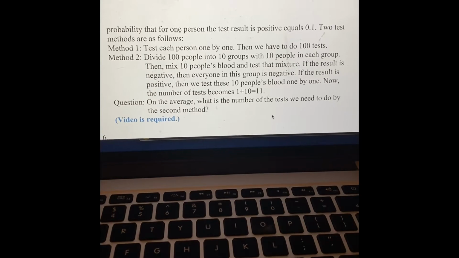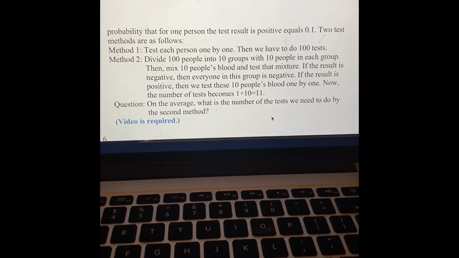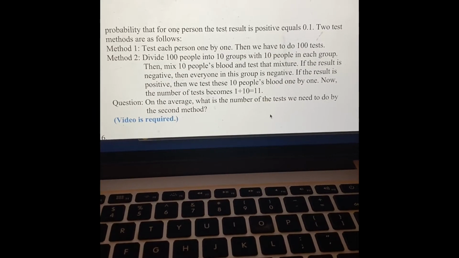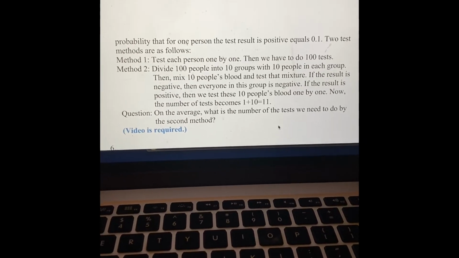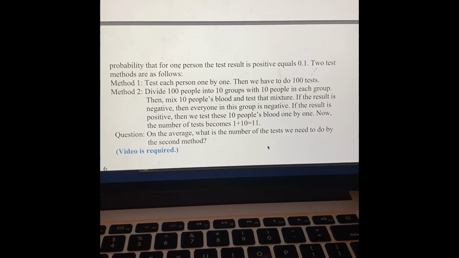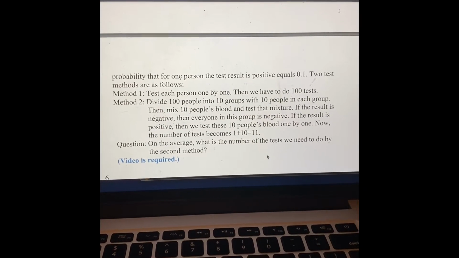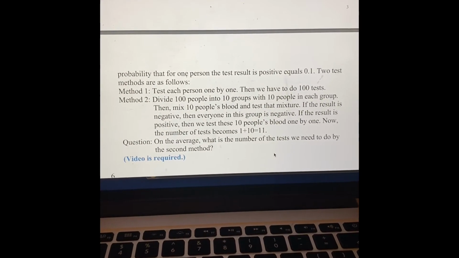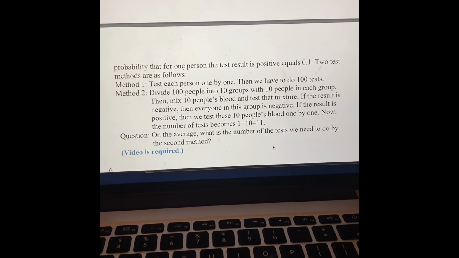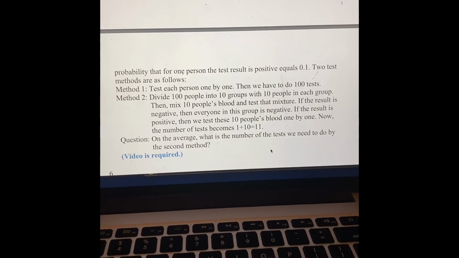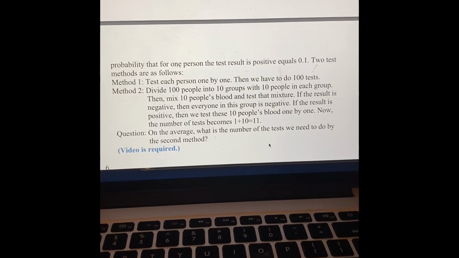If we mix the blood of the 10 people and the mix is negative, then we know that all of them are negative. If the mix is positive, we need to test the 10 people one by one. Which means we need to test 11 times if one or more of the 10 people is positive.